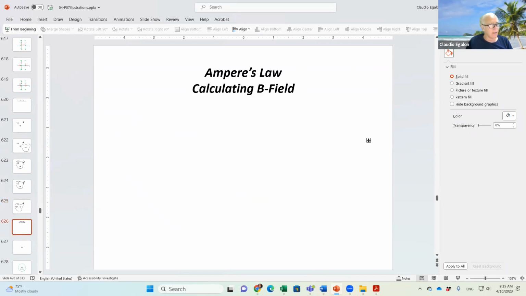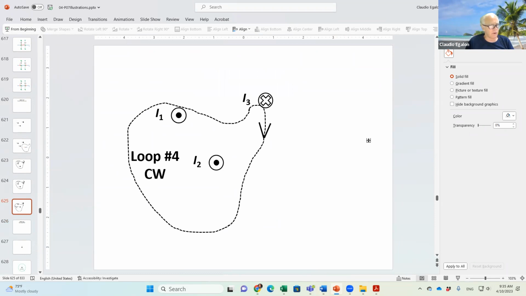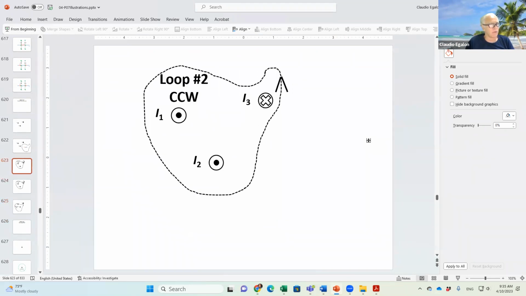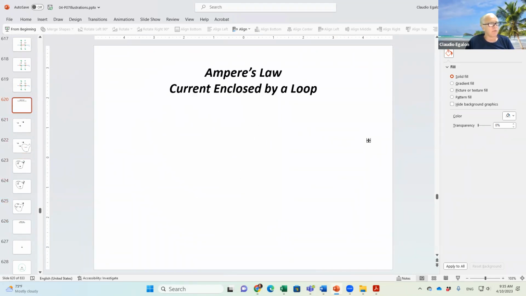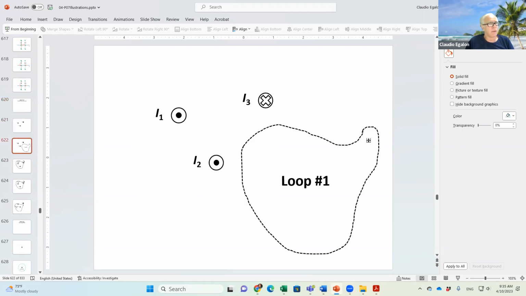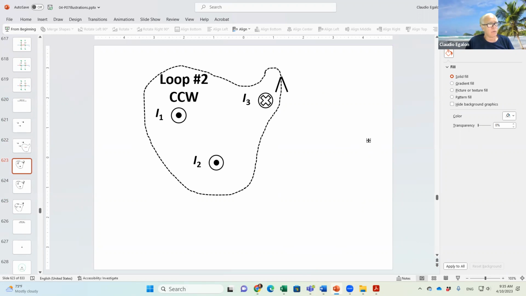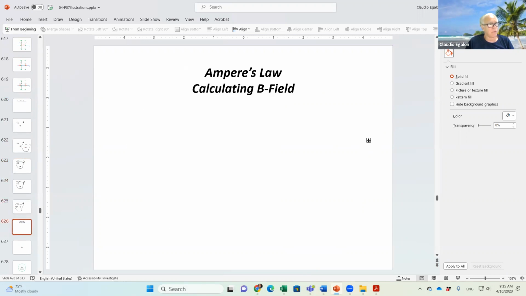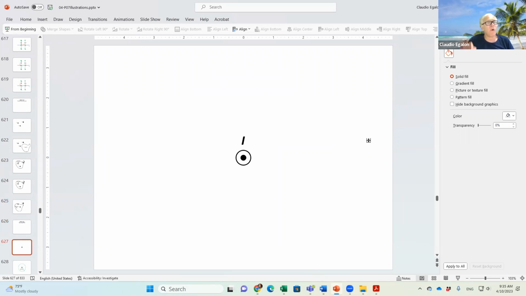Here you go. Ampere's law. Now we are going to calculate the actual field. The first step was just to calculate the current enclosed by a loop. Now that you already know how to do that, we are going to calculate the actual B field, but we are going to do the simplest of all problems: the infinitely long current carrying wire.